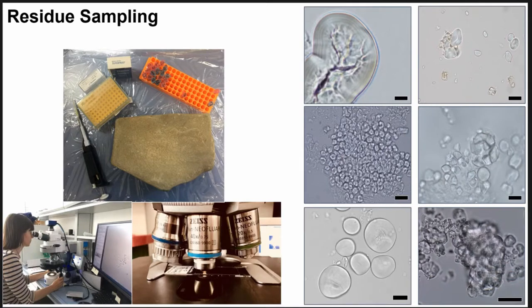Residue sampling: after being used, the experimental groundstones are sampled for residues, using normal standards for residue sampling. The residues are then observed under a cross-polarized microscope in transmitted light. And all the characteristics are recorded, like measurements, morphology, etc., and stored in a dedicated database.